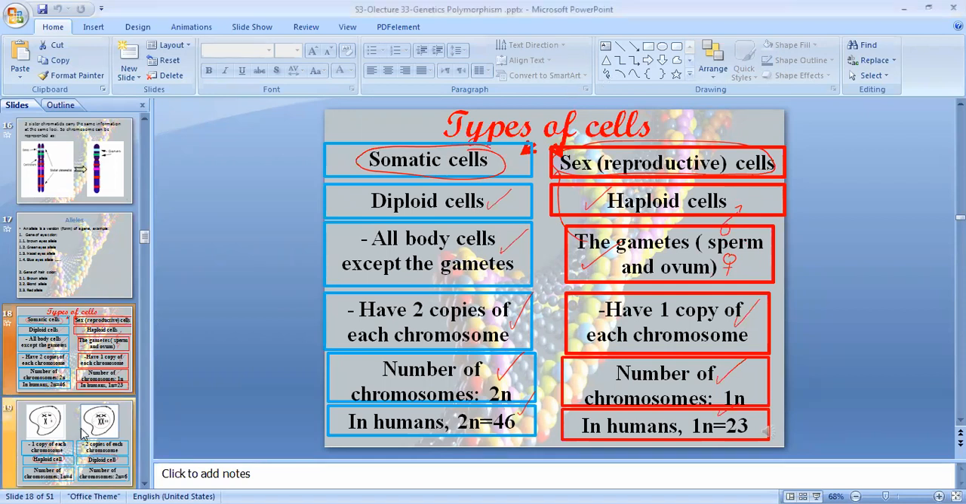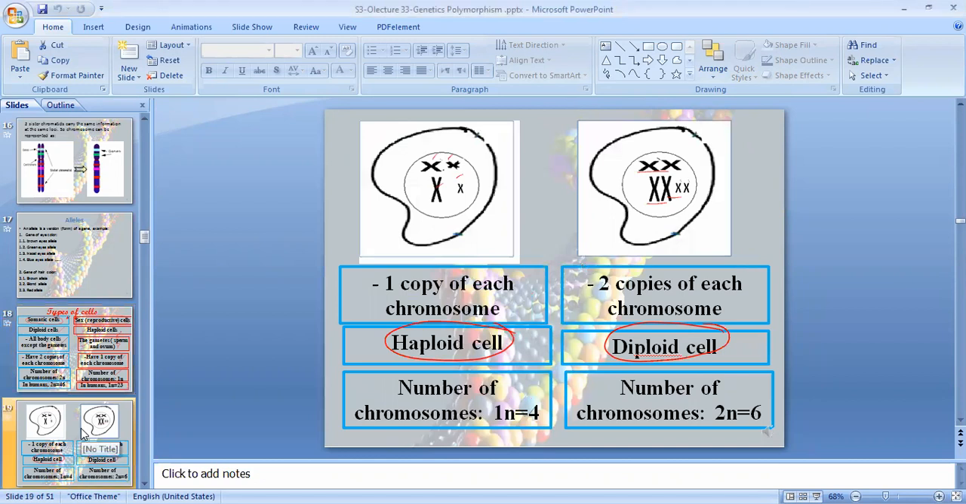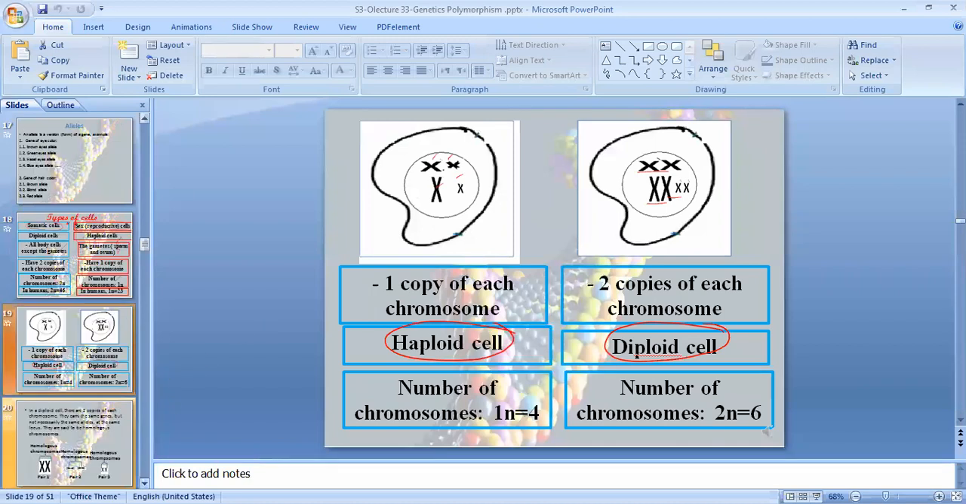To continue with the different types of cells, we can now talk about this figure. These figures show haploid and diploid. Why haploid? Because we have only one copy of each chromosome, and the number of chromosomes is 1n. And I always repeat, 1n equals 23 in the case of haploid cells, the sex cells, the sperm and the ovum in the human. It will be 2n equal to 46 in the case of a diploid cell. Also, we are talking here about humans.